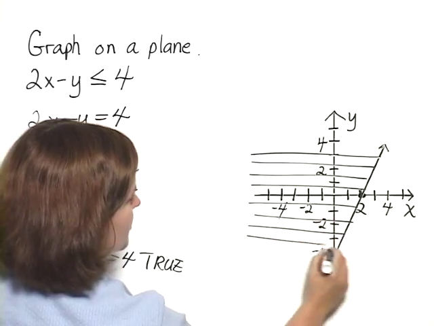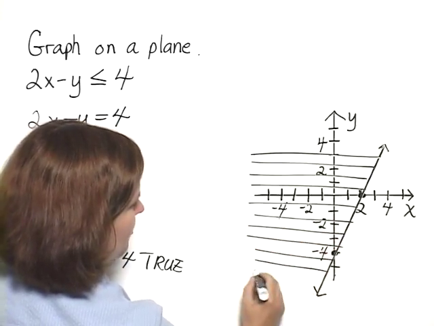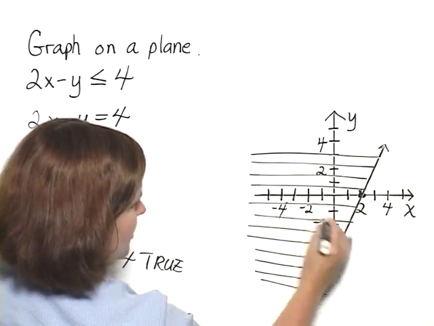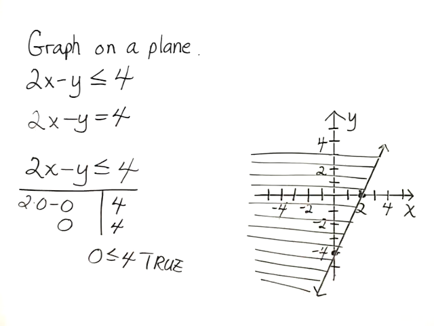If (0, 0) did not make it true, we would shade in the other half plane. And the line plus the half plane is the graph of the inequality.